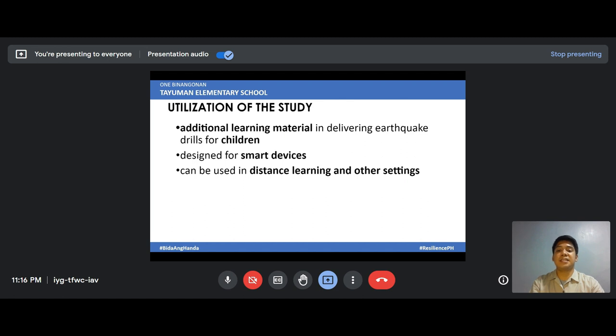Again, this is designed for smart devices. It can be used for distance learning. And of course, this is definitely usable for the face-to-face class setting.